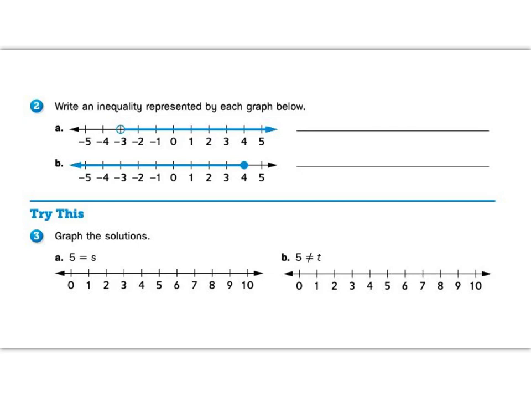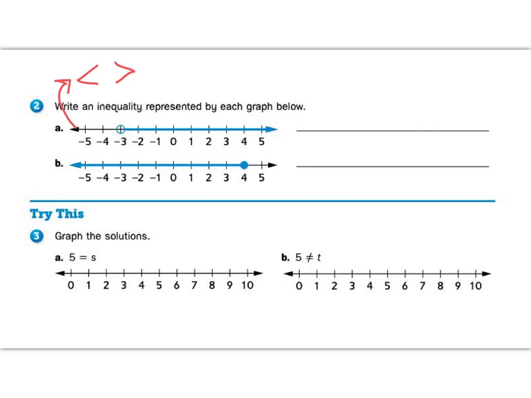Okay, so let's look at this next one. It says write an inequality represented by each graph below. So if I look at A, I see an open circle. Since I know it's an open circle, it's either going to be less than or greater than. It's going to be either less than or greater than.